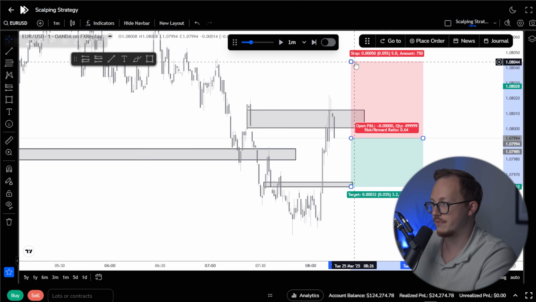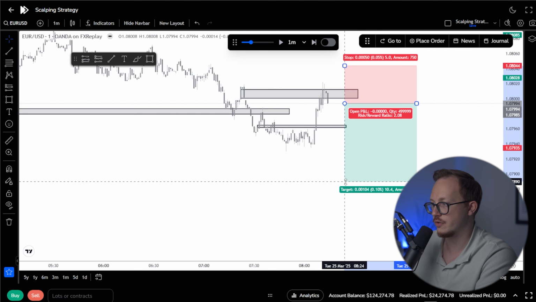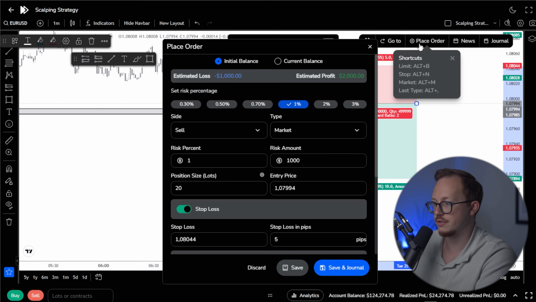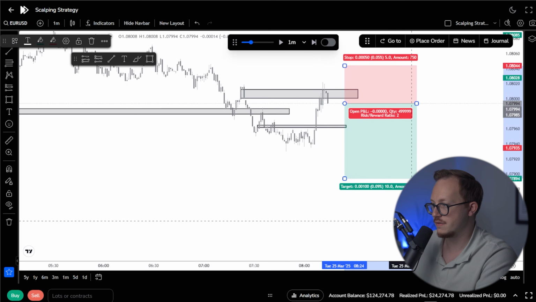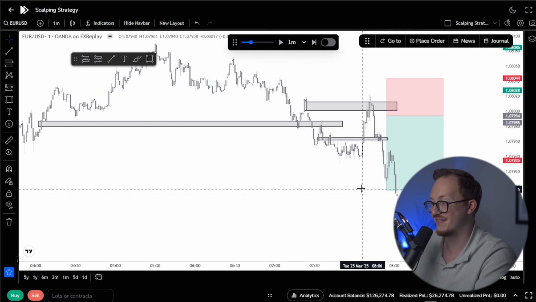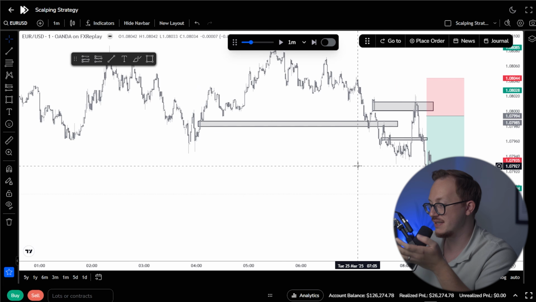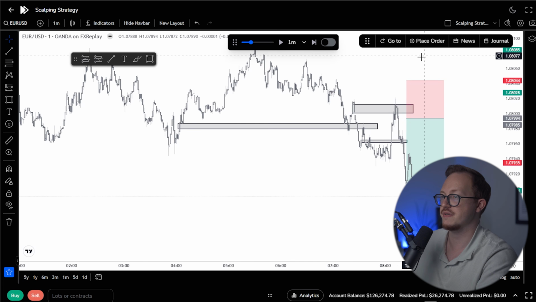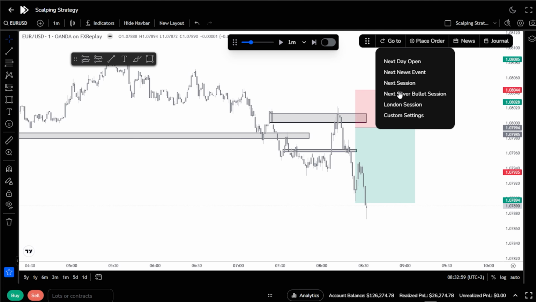And let's do a 5 pip stop loss again. 1/2, risk to reward. And let's take the order. Auto break even. Safe. And there you have it. It works like a charm. I think the win rate right now is almost at 70%. It's really, really good. Now let's do the last one.